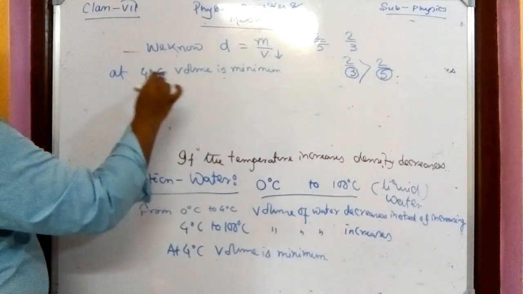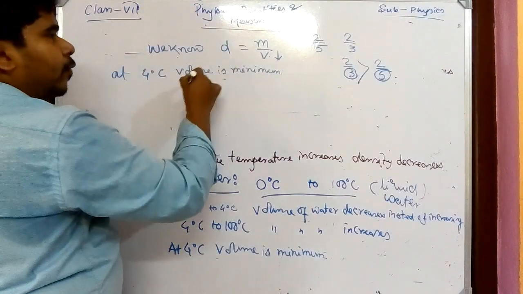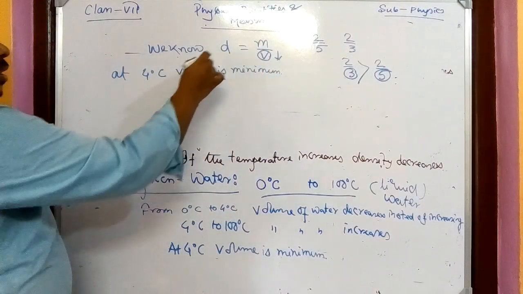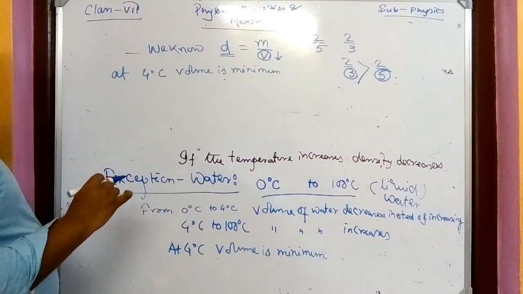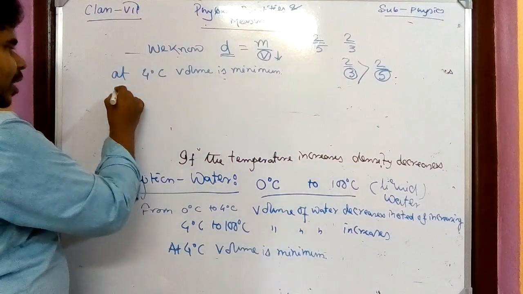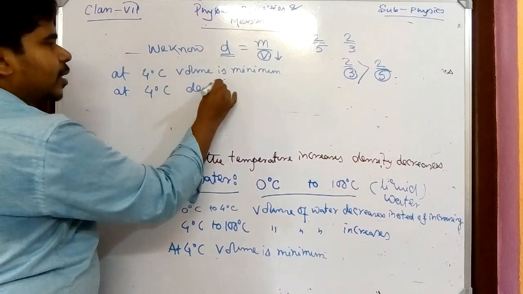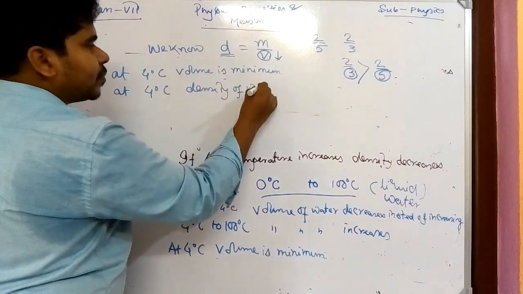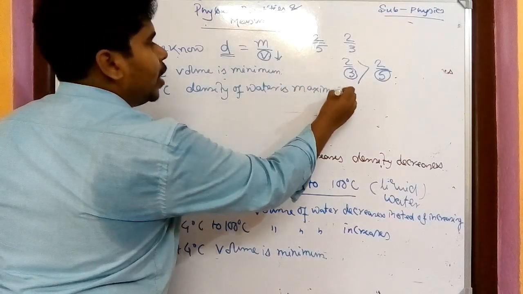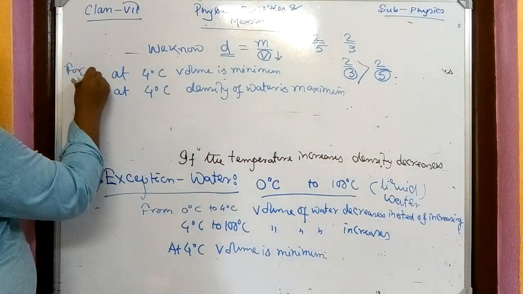Here I have told that at 4 degrees centigrade, volume is minimum. That means here at 4 degrees centigrade, the denominator is minimum. That means the quantity, that means the density, what will it be? If the denominator is minimum, that quantity will be maximum. So we can say that at 4 degrees centigrade, the density of water is maximum.